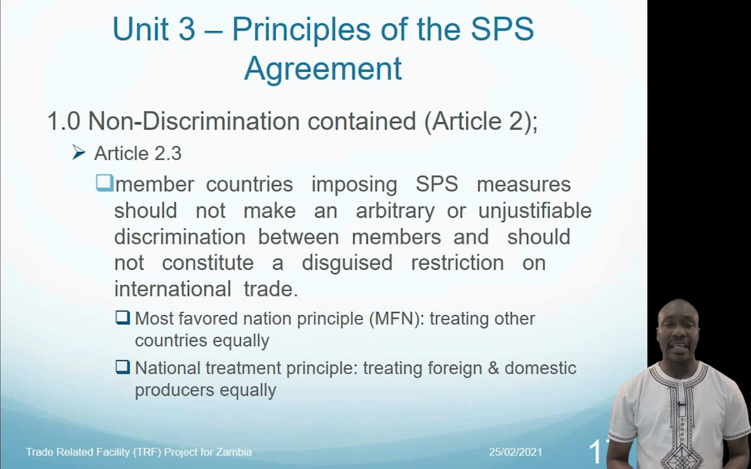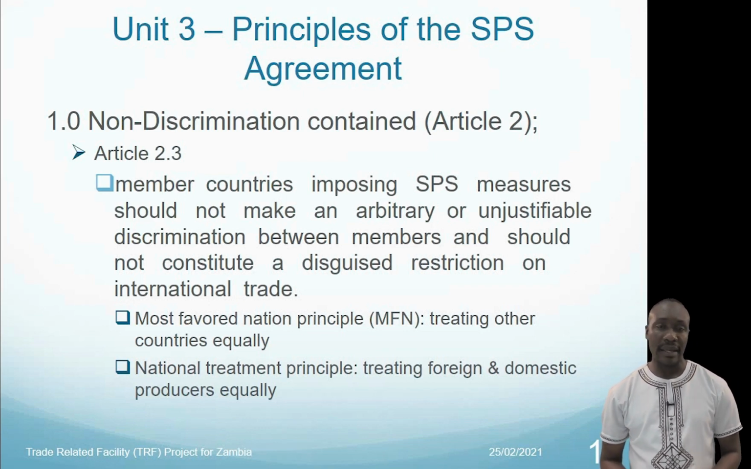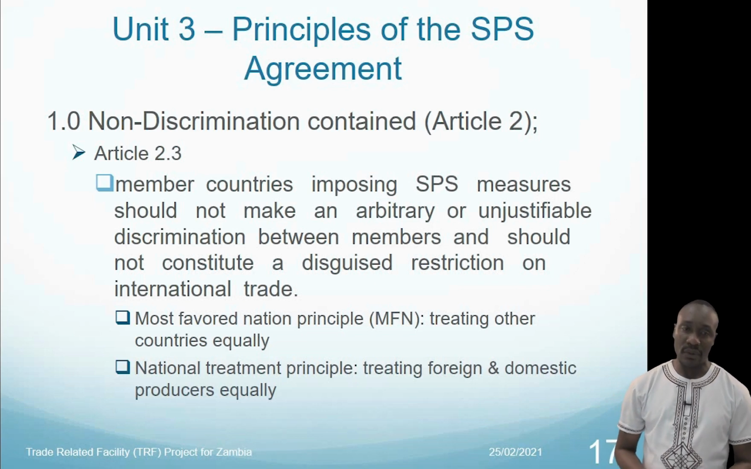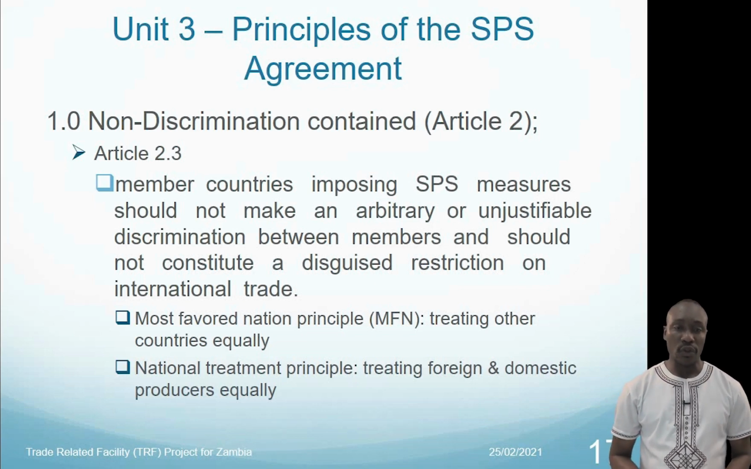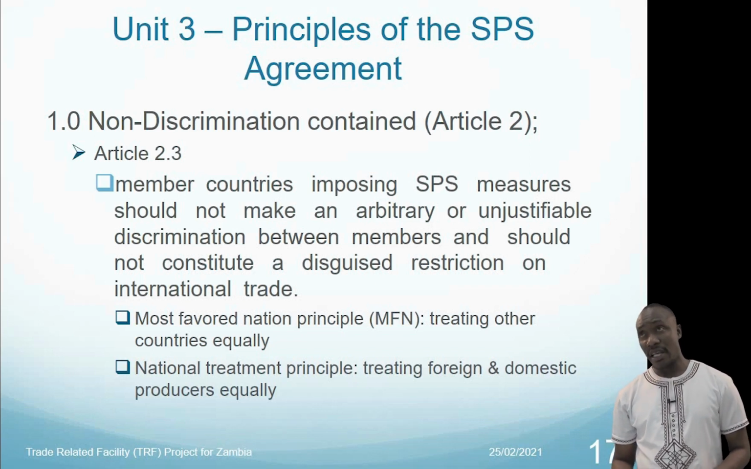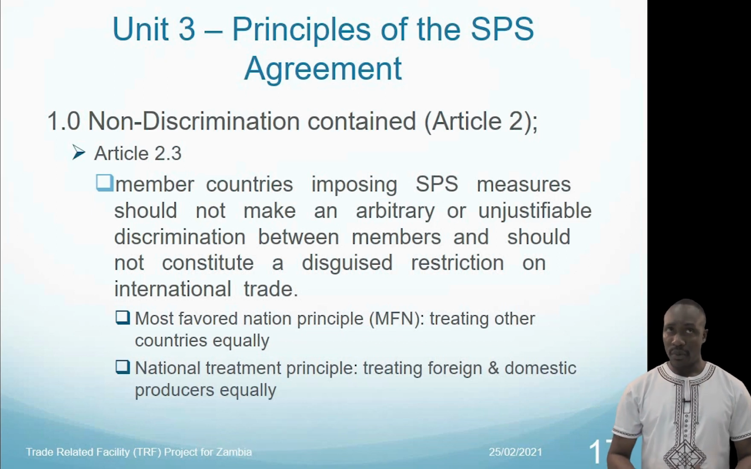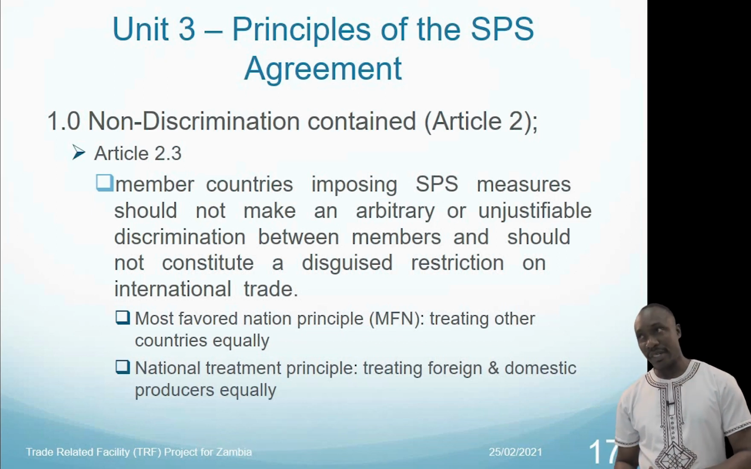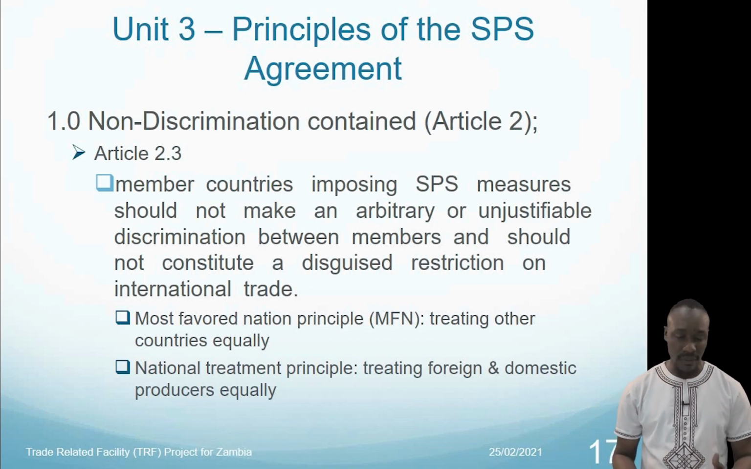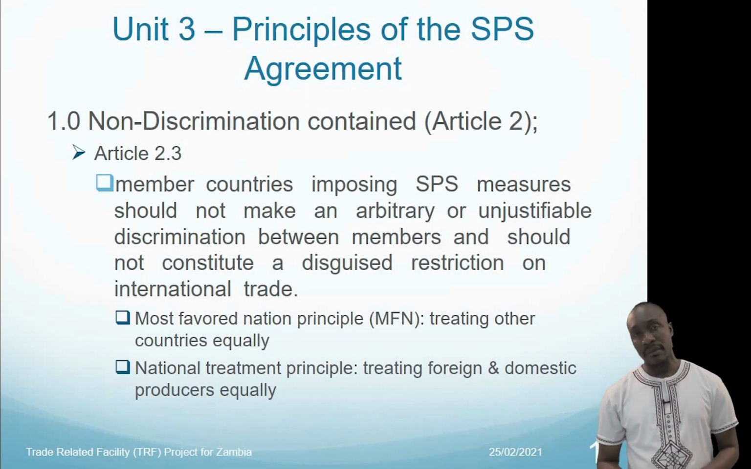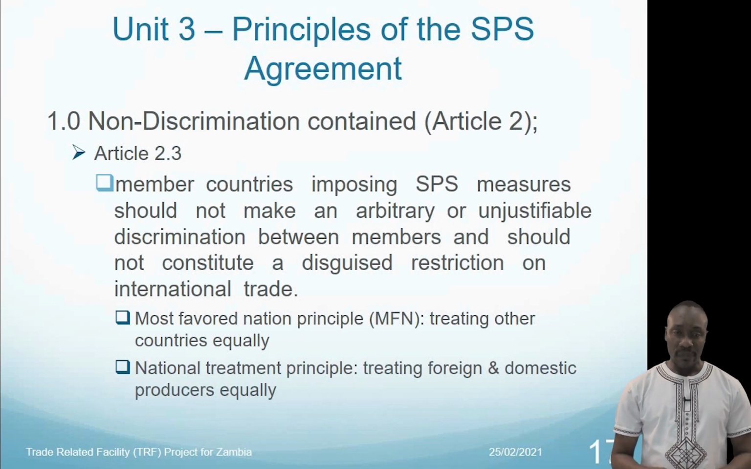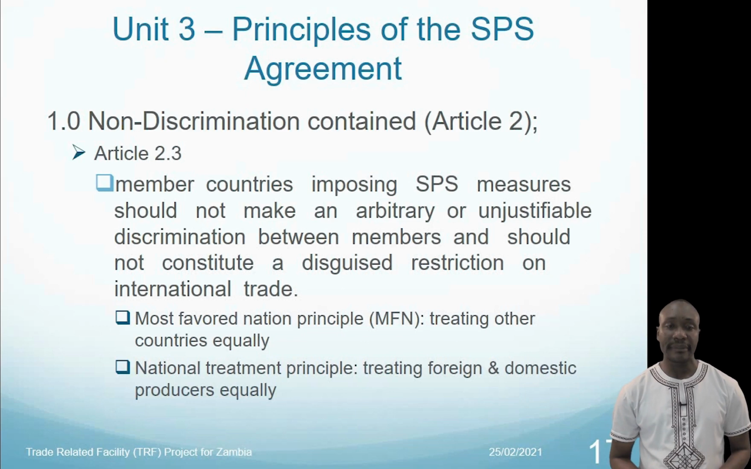Member countries imposing SPS measures should not make arbitrary or unjustifiable discrimination between the members, and this should not constitute a disguised restriction. There's always a question as to whether this is protection or protectionism, and you can go ahead and spend a lot of time in that debate, but the difference can be really minimal sometimes.